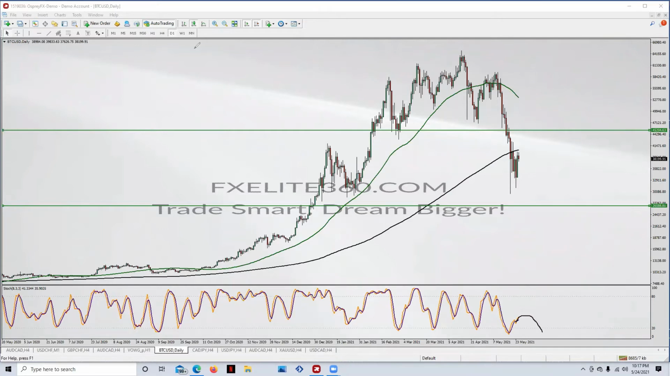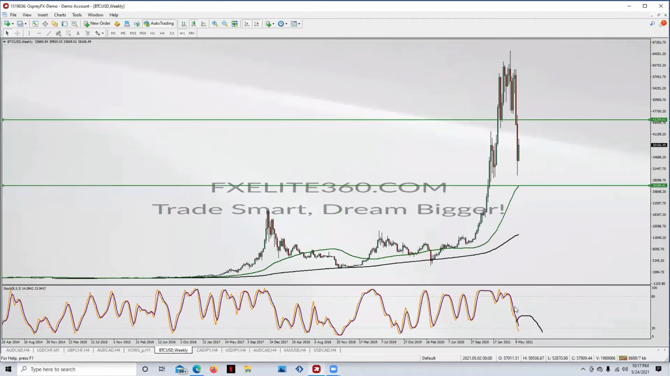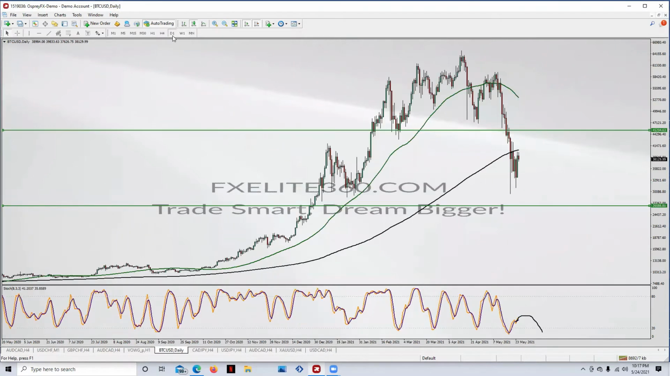Remember when I said the weekly stochastic is still falling? Until this comes all the way to the 0 level, which is below here, we're probably going to see a pullback. Once we see that pullback, when the 4-hour comes to this level right here, and the daily comes to this level, and the weekly comes to this level, then this becomes a really nice swing trade to the upside.